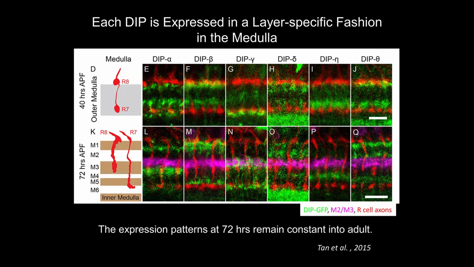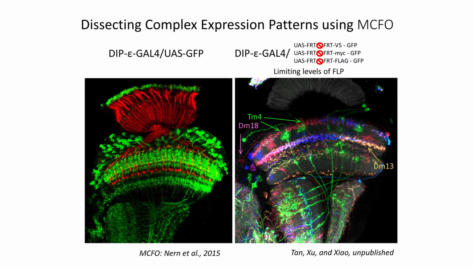And to do this, we turned to a method called the MCFO method that was designed by Alyosha Nern at Janelia, a former postdoc in my laboratory. And this shows its power. It's a derivative of Brainbow, if you will. So this is one DIP that GAL4 has been inserted into, and it drives UAS-GFP. You can see it's quite broad. There is a layer of specificity in this expression. You certainly can't tell what cell is expressing it.